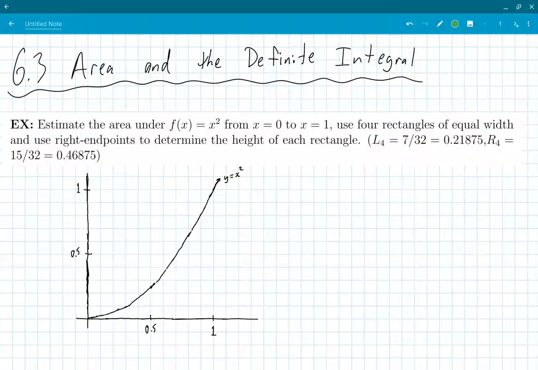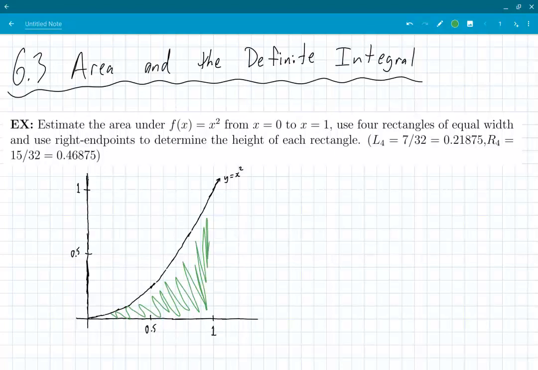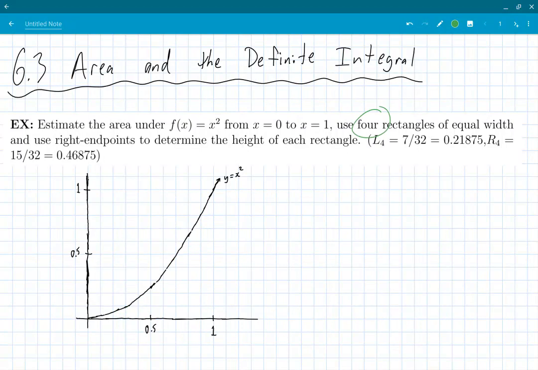What we're looking for is an estimate of this area. It's the area under the curve from 0 to 1. So we want to estimate that area. Now, we're going to use 4 rectangles, equal width.